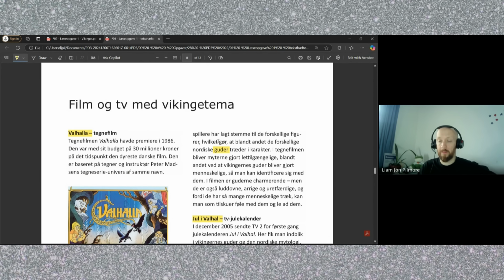Okay. Haven't really got my answer as to why they've been made human yet, so I'm going to continue scanning a bit. Here's the word guder again. Identificere, okay. I see the word menneskelige down here. So I'm going to read the entire thing here.